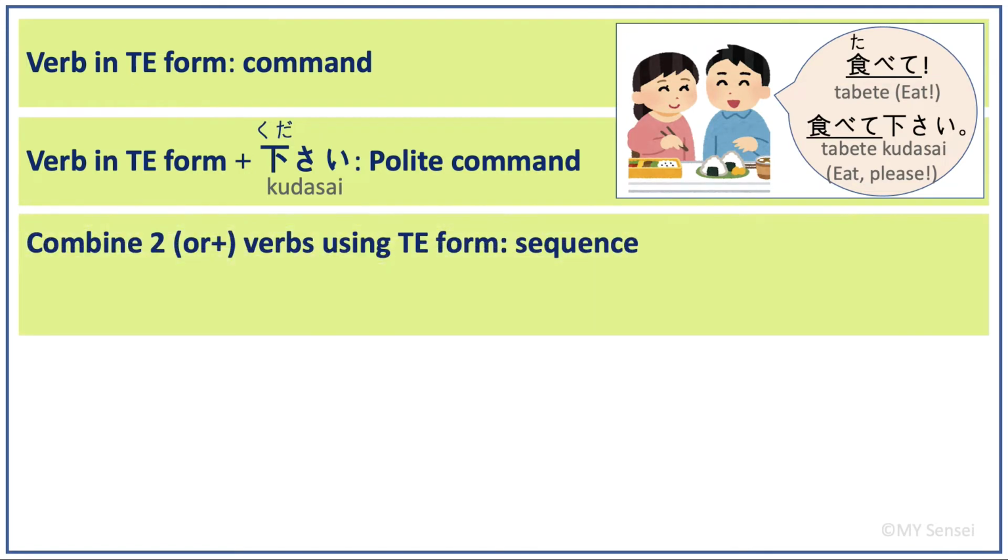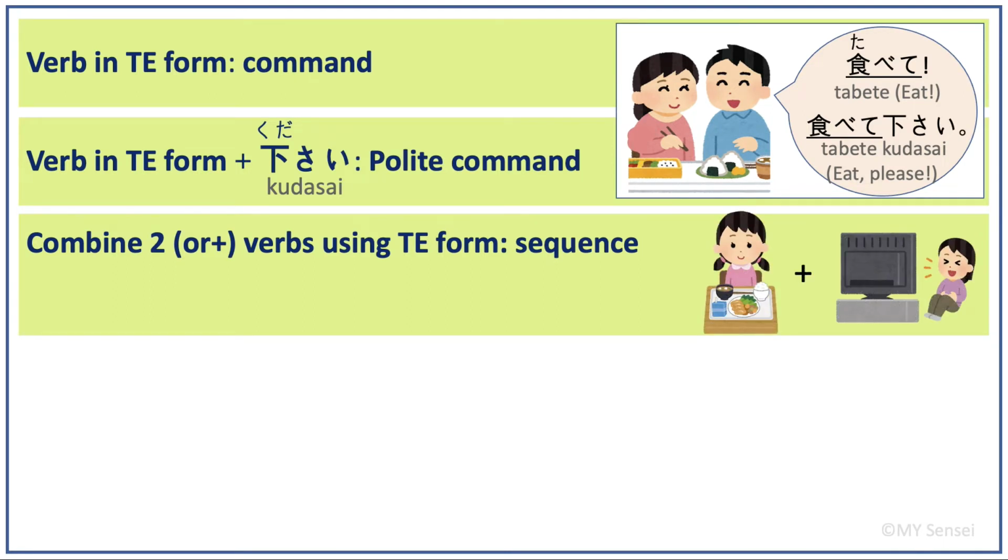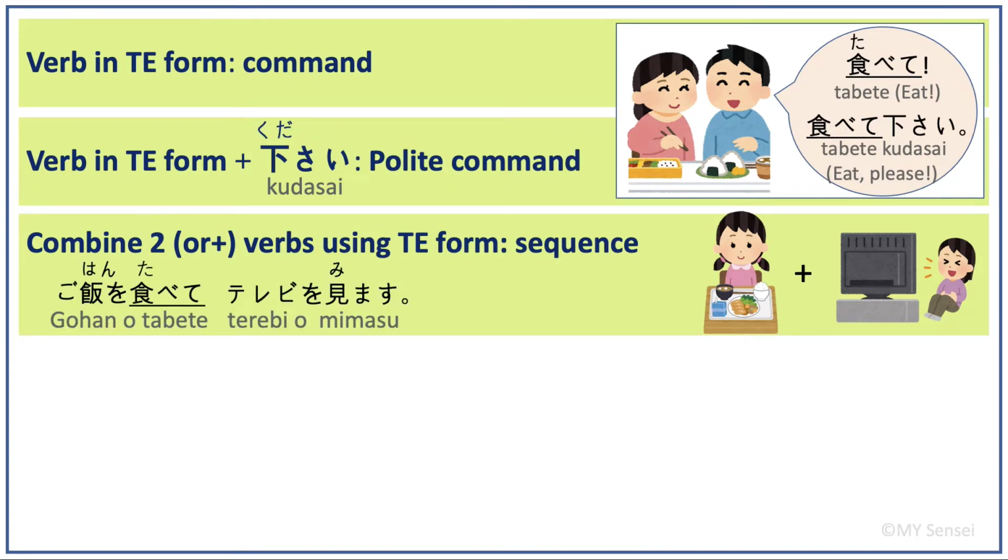Te forms can also be used to combine multiple verbs. For example, I am going to eat first and then I'm going to watch TV. In Japanese, we would say, ご飯を食べてテレビを見ます.